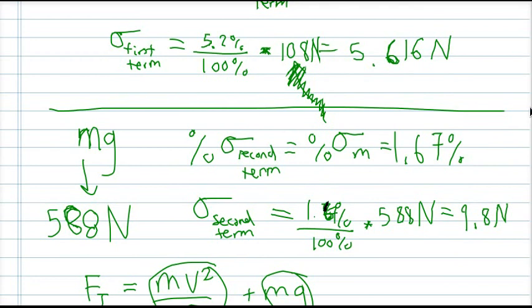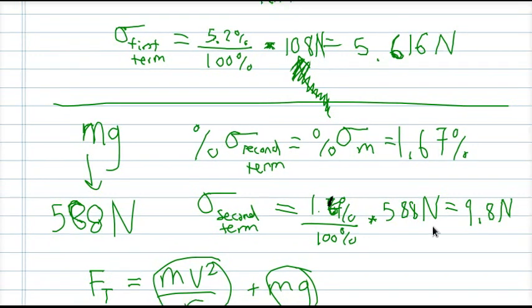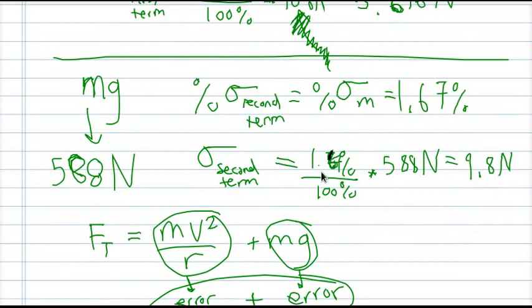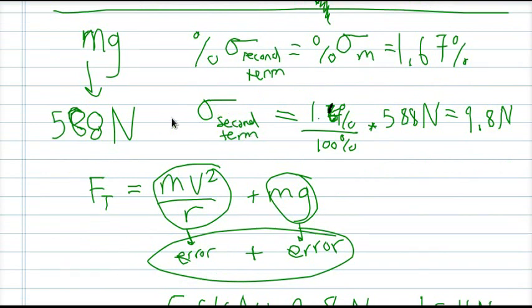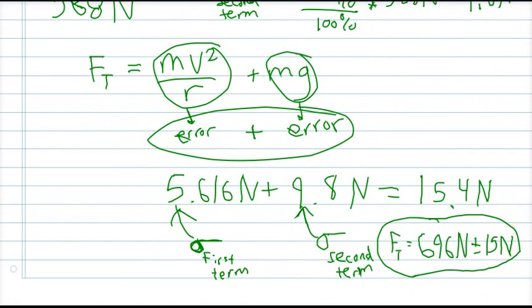You see, you have to get the percent uncertainty for the second term, which is mg. All of the uncertainty on this term comes from m, because g has no uncertainty associated with it. So, convert to percent, and then convert back to absolute, and you get 9.8 newtons is the absolute error on this second term. Finally, we have the absolute error on this first term and the absolute error on this second term. We add those two absolute errors that we just calculated independently.